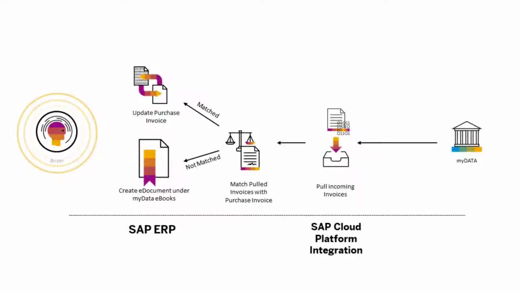As a buyer, you use SAP Document Compliance for Greece to process the incoming electronic invoices. These invoices were submitted by the seller to My Digital Accounting and Tax Application, My Data, the online platform of the Independent Authority for Public Revenue for Electronic Books, eBooks. Let me show you that in the system.